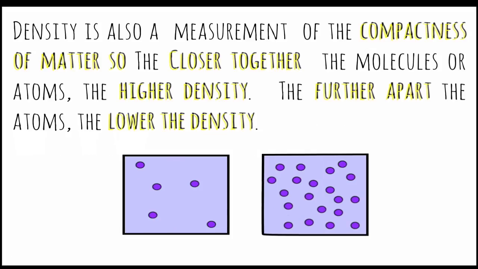Density is also thought of as a measurement of the compactness of matter. Basically, the closer the molecules are to each other, the higher the density, whereas the further apart they are, the lower the density. So in these two examples, I only have a few molecules here, but a lot of room. So the volume for those molecules or atoms is high, whereas in here, it's a little more cramped because there's a lot more stuffed in. So the compactness in this substance is much higher than in this one. So we would say this has the higher density compared to that.